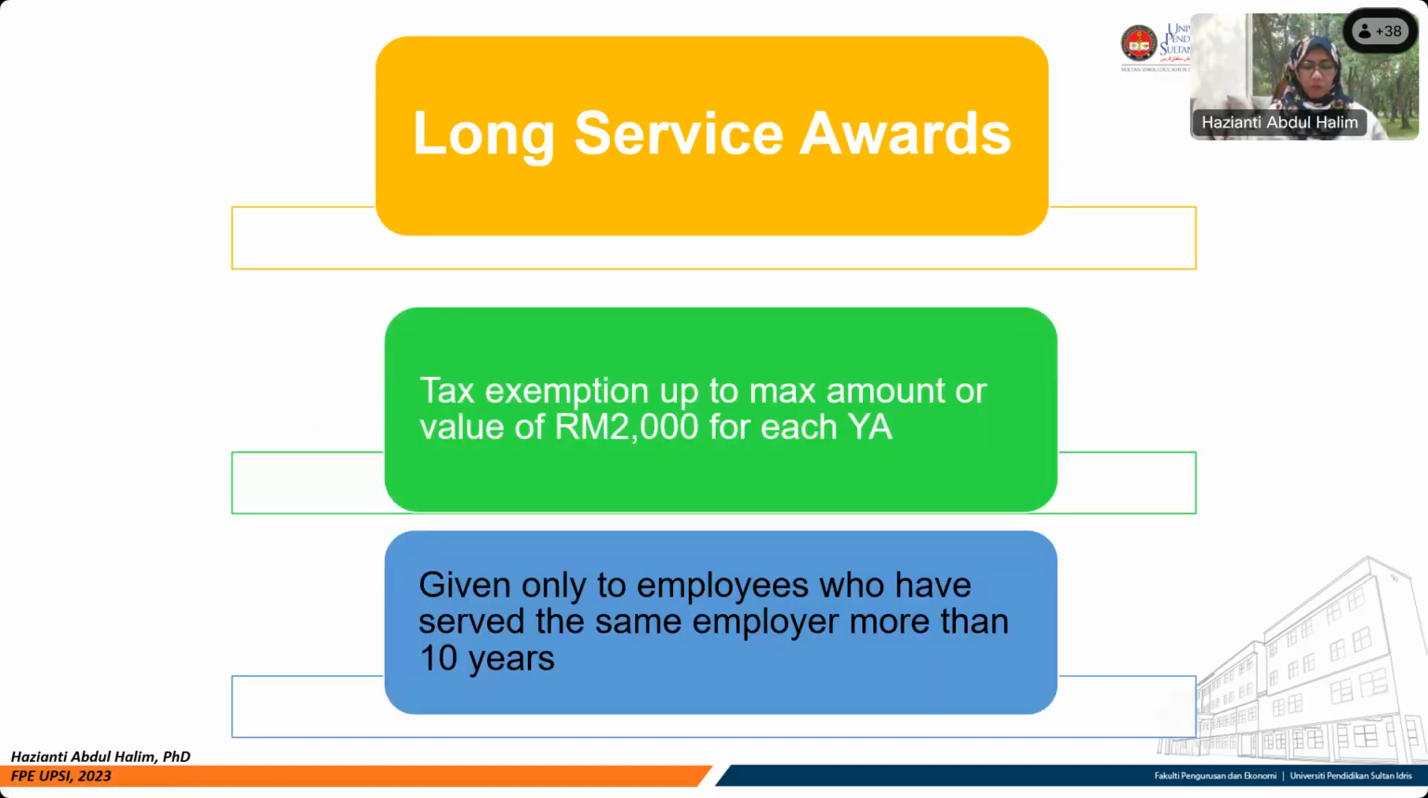Right, this is also considered as gifts, long service award. Some employers give long service awards to those who have worked more than 10 years, 20 years, 30 years. For long service awards, we have a tax exemption up to a maximum of 2,000 for each year of assessment. And because all this is reported in the EA form, we can see if the employees have served the same employer for more than 10 years, then normally they will get long service awards and he or she will get tax exemption. 2,000 for each year of assessment.